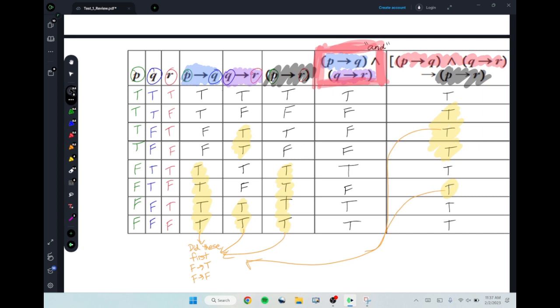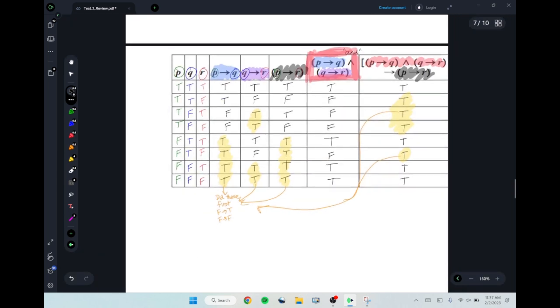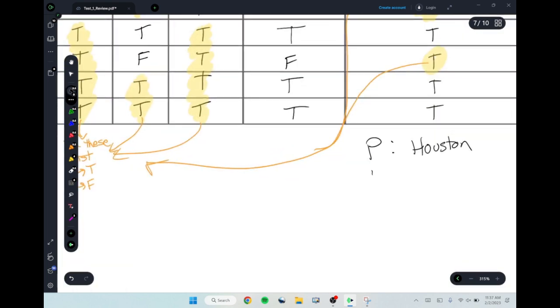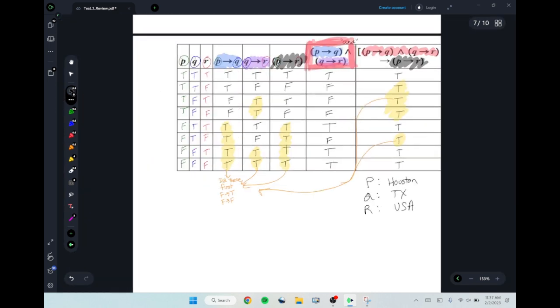I think we've done something similar. If I live in Houston, I live in Texas. If I live in Texas, I live in the United States. Therefore, if I live in Houston, I live in the United States. That's a good way to think about that one, where P is, I live in Houston. Q is, I live in Texas. And R is, I live in the USA. And you would just think it out from there.